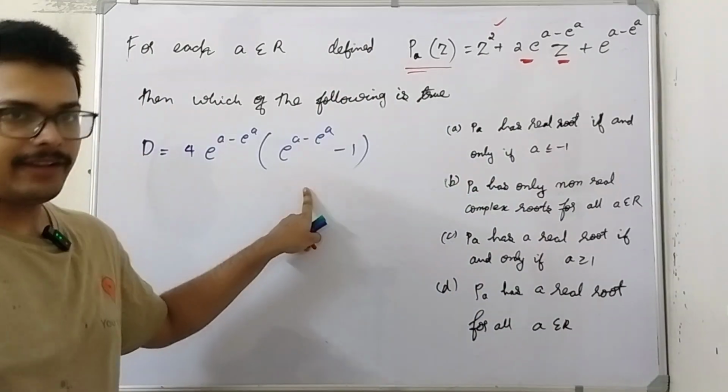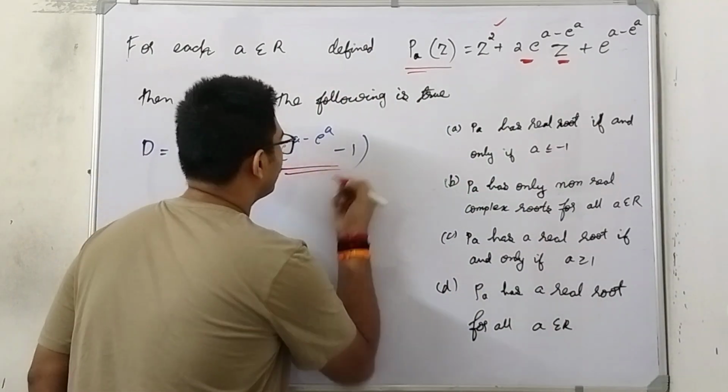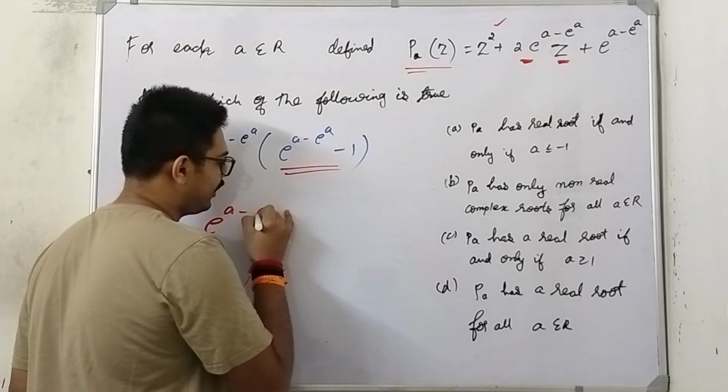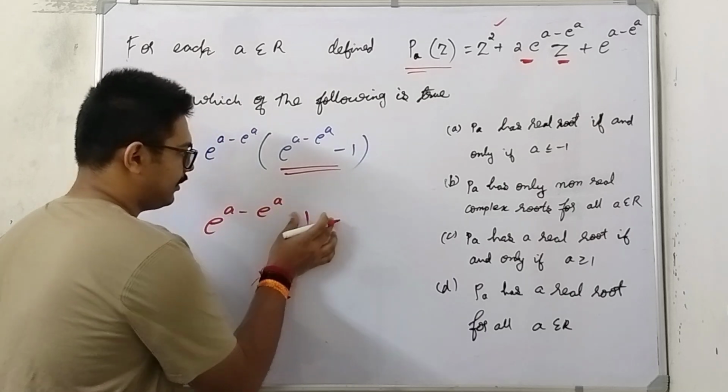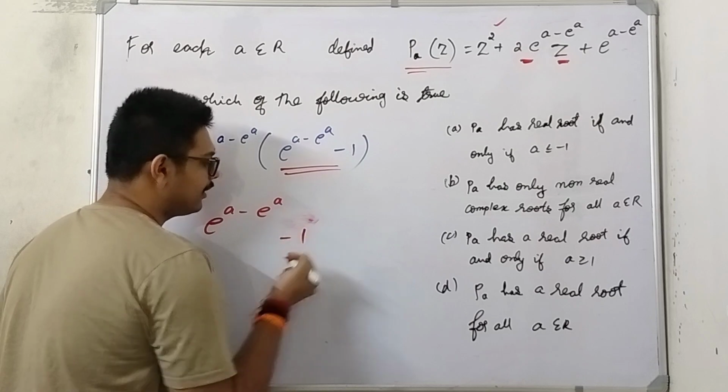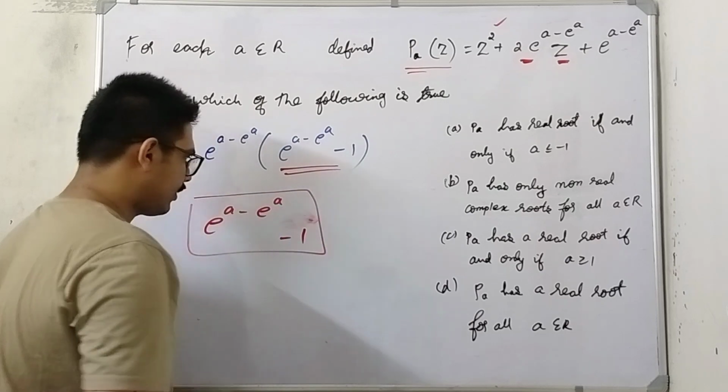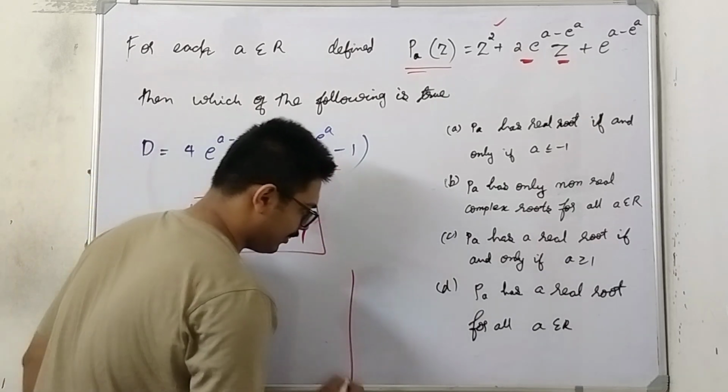Now we have our d value, we can check the sign of this quantity, e raised to a minus e raised to minus a minus 1. This is not the power, this term. Now what is the graph of e raised to x graph?